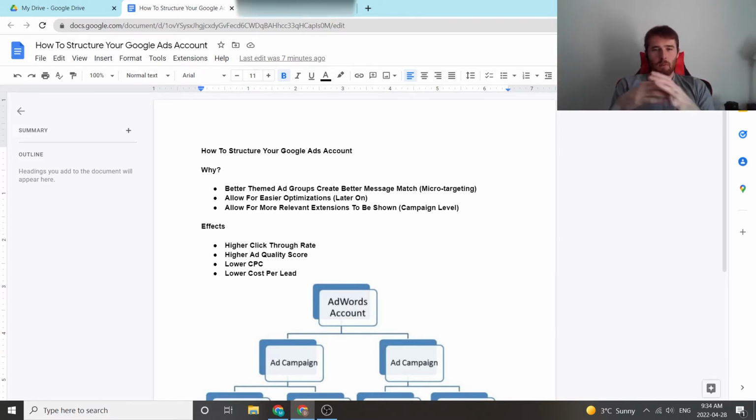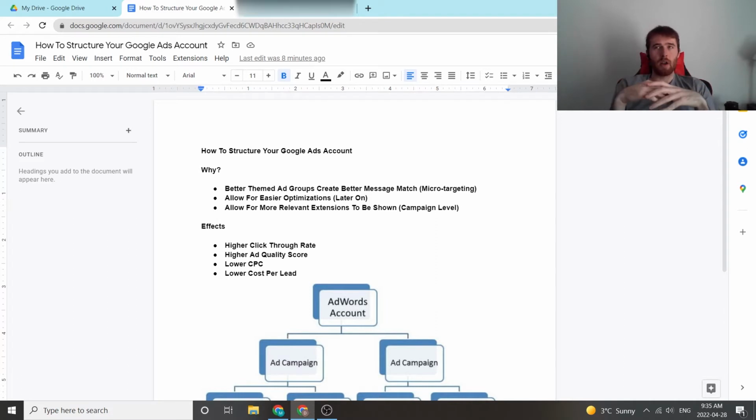And these three things are the biggest things when it comes up to me. There's other reasons, but these are the three things that stick out in my mind. Better themed ad groups create better message match. And essentially, if you can theme everything properly, so you have your ad campaign, so say it's commercial roofing, and then your ad copy is for commercial roofing. Your keyword is commercial roofing near me, and your landing page is commercial roofing services. Call now for a free quote. All of this is lined up. It's perfect. It creates a wonderful message match in the consumer's head.